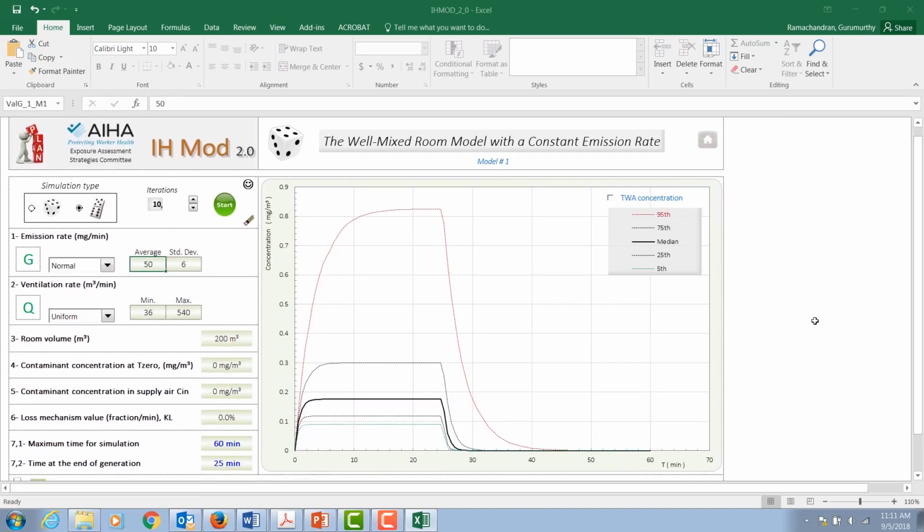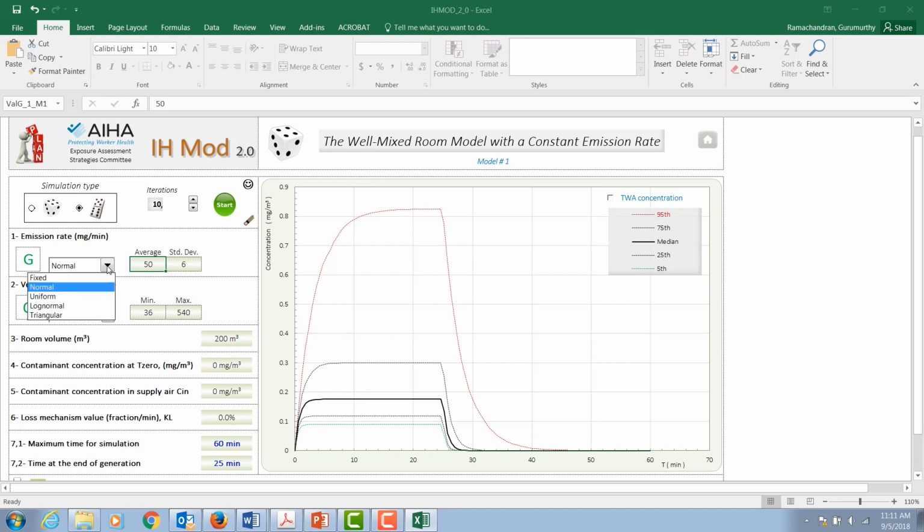And so unlike in the case for the deterministic model, where we supply one value of G, 100 milligrams per minute, for example, here you actually supply a distribution for the values of G and the values of Q.